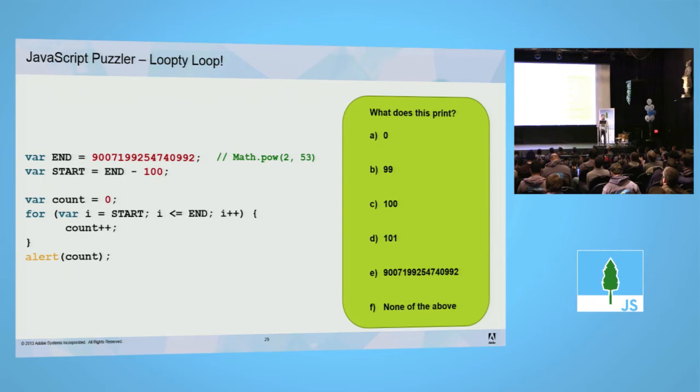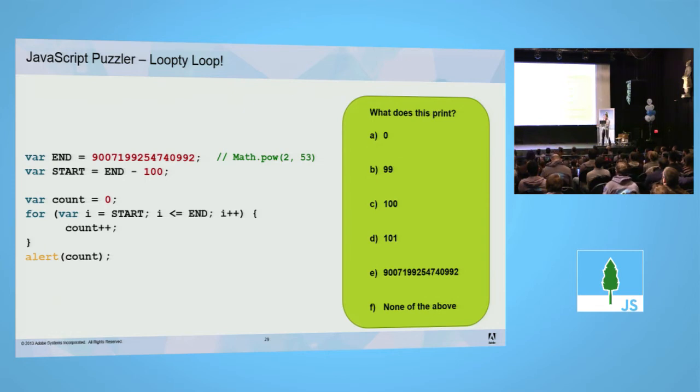All right, let's take a vote. Who thinks the answer is A? A few people. B? A few people as well. C? D? A few people there. E? And F. All right, most people.